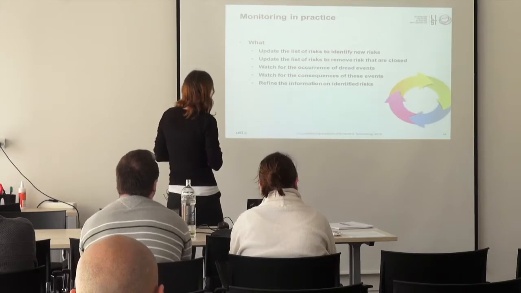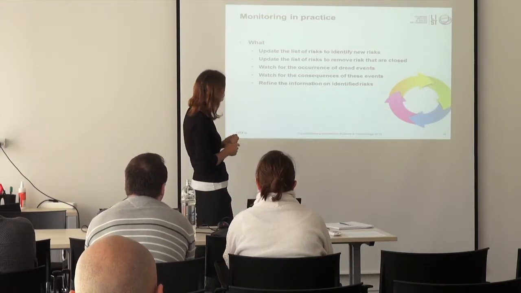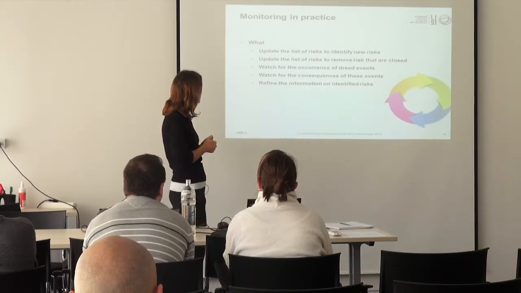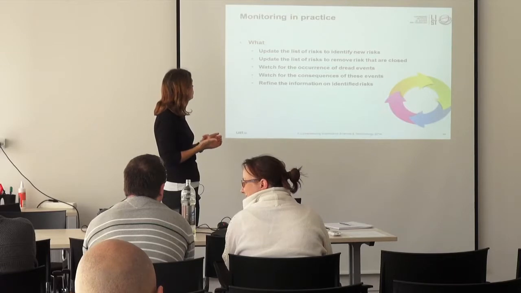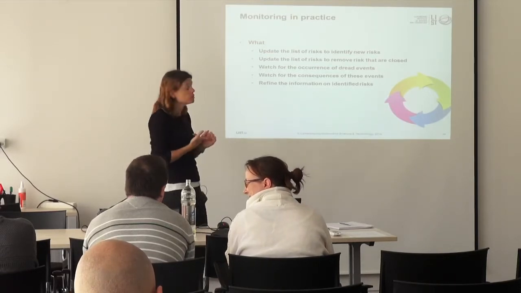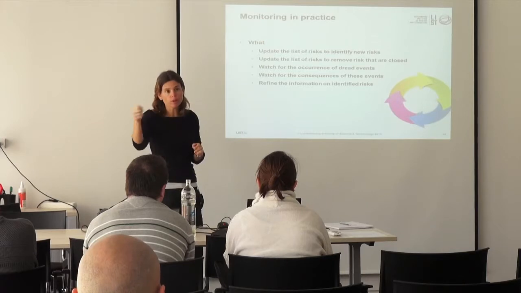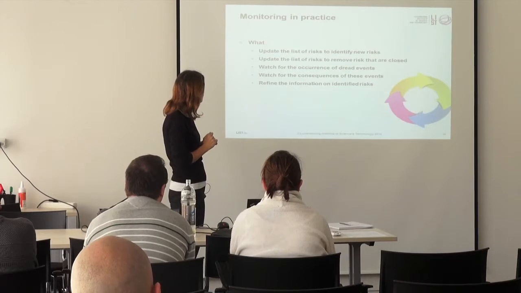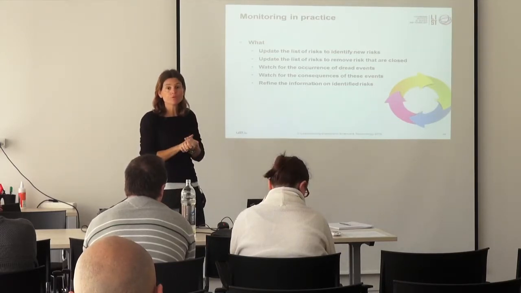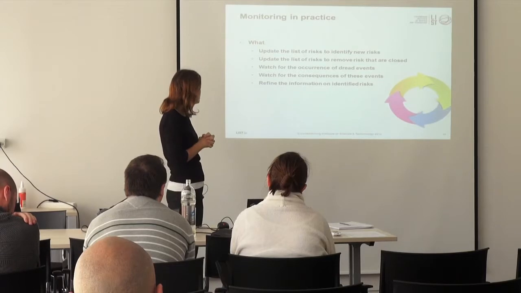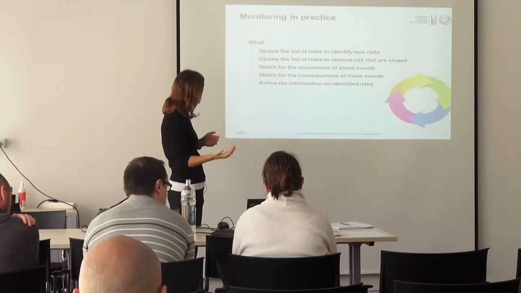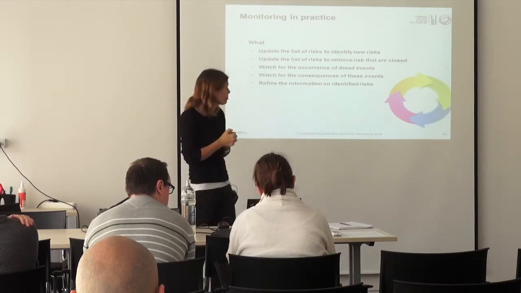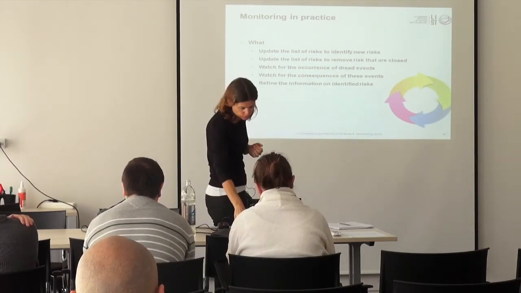So it's a cycle. It's always going back to the same actions, updating the list. You might remove the risks that are closed, or just mark them as closed and not come back to them anymore. Of course, you need to look out for the events that are going to have bad consequences for the project, and refine the information on risks.